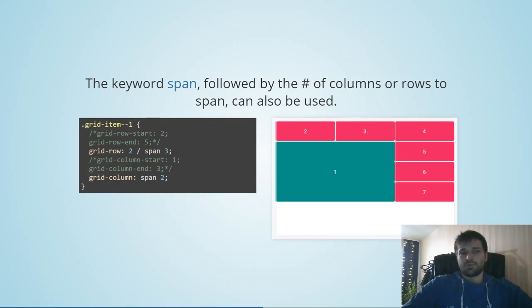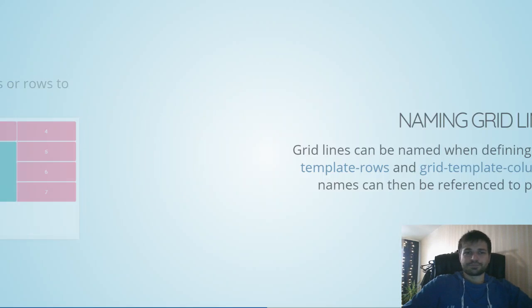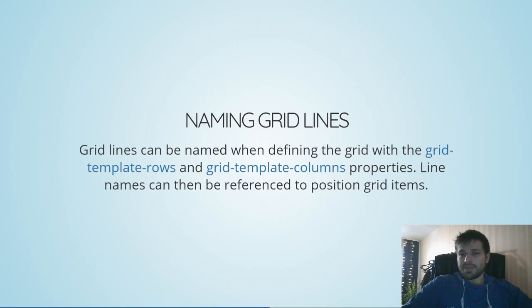So in this example we have grid-row 2 / span 3 and grid-column span 4 property. The same thing with column, even crazier.